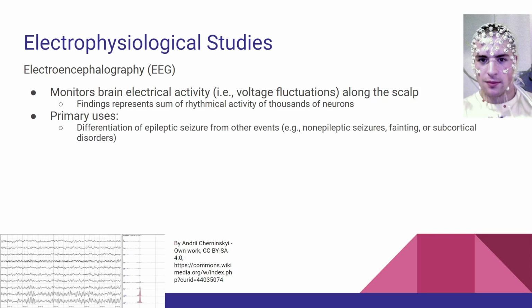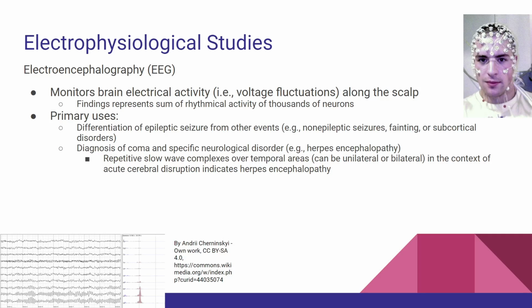And this is primarily used to differentiate epileptic seizures from other types of events, things like non-epileptic seizures, fainting, or subcortical disorders. It can also be used for the diagnosis of coma and other specific neurological disorders like herpes encephalopathy, which shows repetitive, slow-wave complexes over temporal lobe areas that can be unilateral or bilateral, and it's in the context of having an acute cerebral disruption. EEG is used to determine brain death, as well as monitoring during anesthesia and monitoring for sleep studies.